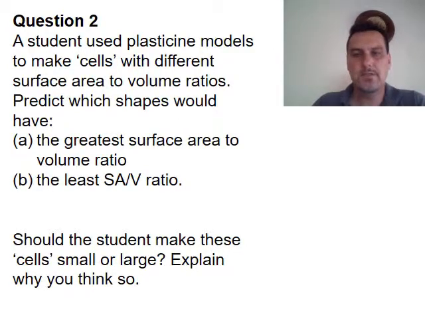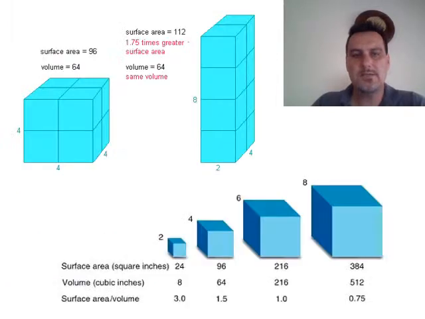Now this particular question is more about applying what you have hopefully learned in the last few minutes about this. So we've got a student here who is making plasticine models. The cells should have different surface area to volume ratios. So when you're thinking about this, talk about not only whether the cell should be small or large, but also consider the shape. I'll just give you an example on the next slide here.